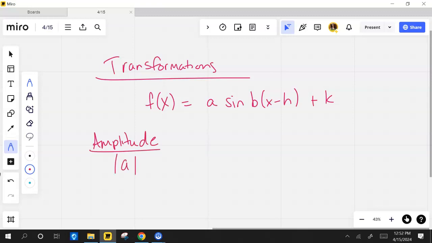The absolute value of A is the amplitude of your graph. Since there was no A in your parent graph, it's really a 1. That's why the amplitude is 1. Where do we write that down at the bottom? Okay, yep. Oh, there's actually a place for it.